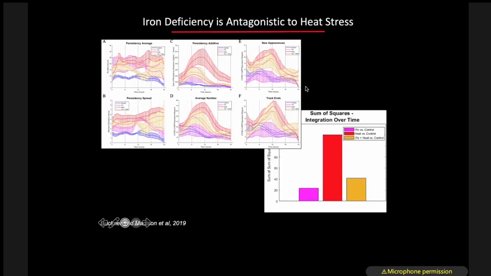And then integrating these signals over time, we were able to come up with a sum of squares analysis that allows us to quantify how, whereas there is a response to iron deficiency stress and there is a response to heat stress, these two responses seem to cancel each other out over time, suggesting that the iron deficiency response is antagonistic to heat stress. So this is another final example of a war situation where you have two different stress conditions at war over how they control the cell cycle.